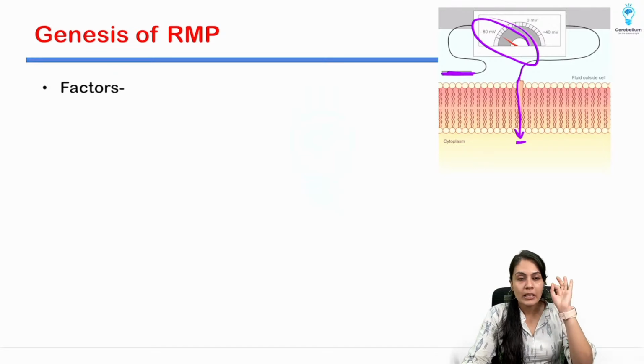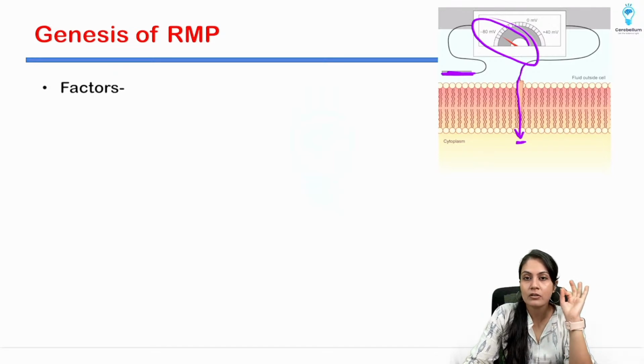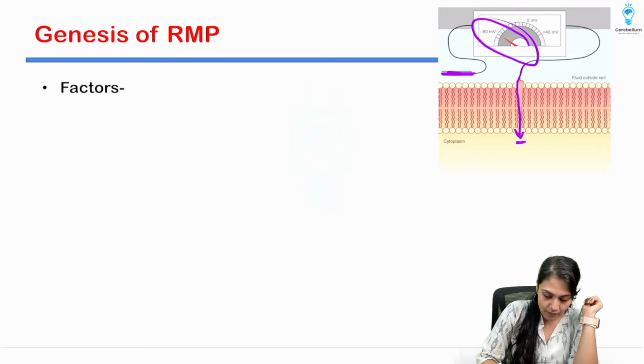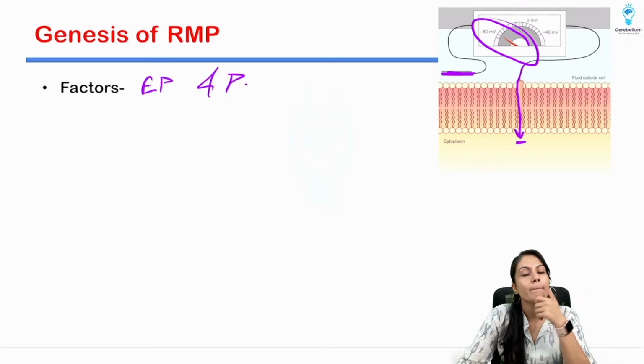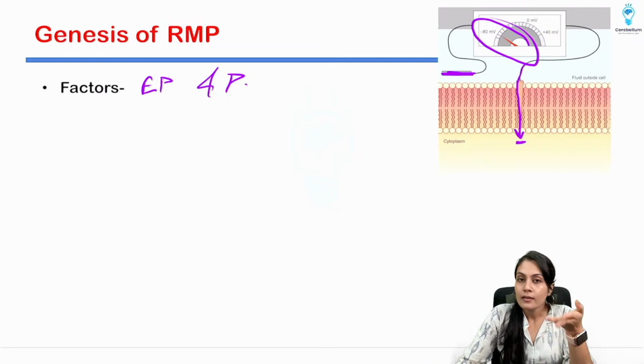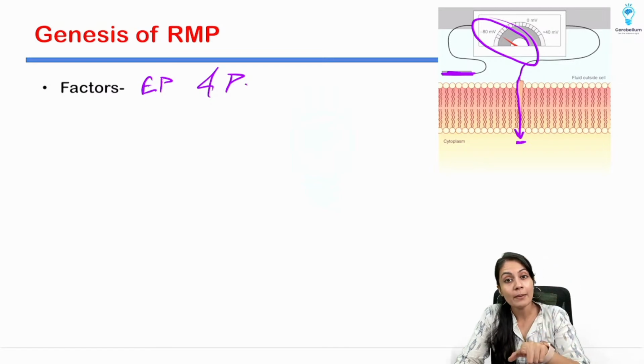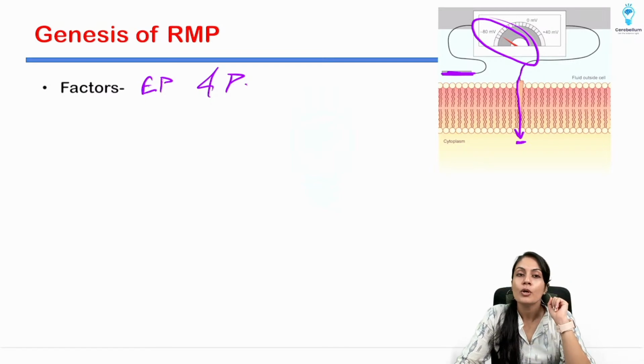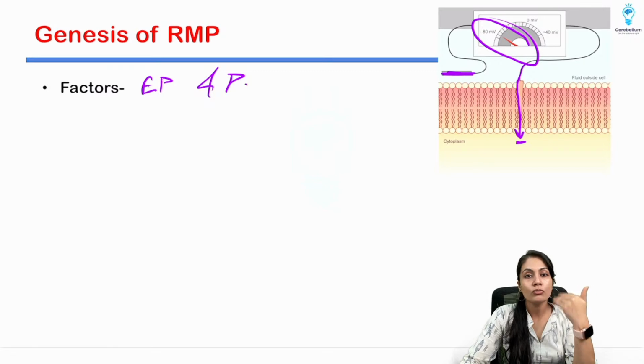What are the two major factors affecting the RMP? The factors affecting it are the equilibrium potential and permeability, isn't it? They are the two major factors. If the equilibrium potential of that particular ion is more, the RMP will be more. For permeability, if the ions are not permeable, they won't affect the RMP, such as sodium ions, right? But if they are permeable, they are definitely going to change the RMP.